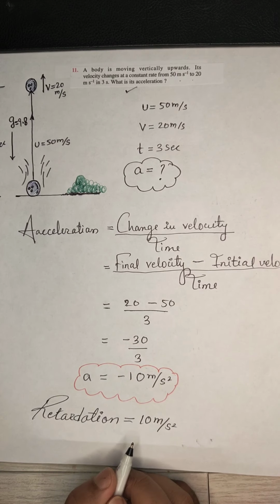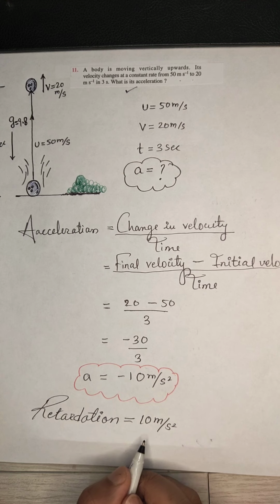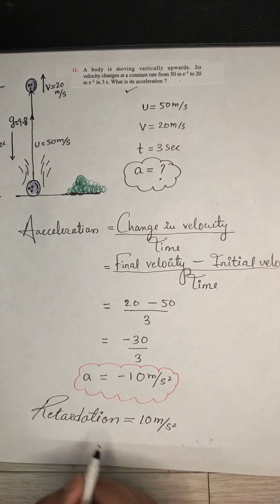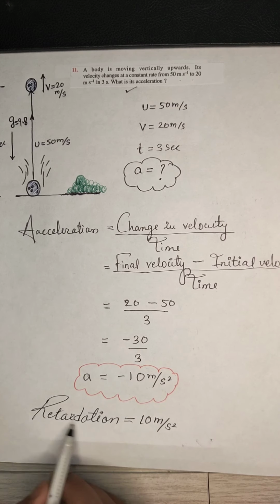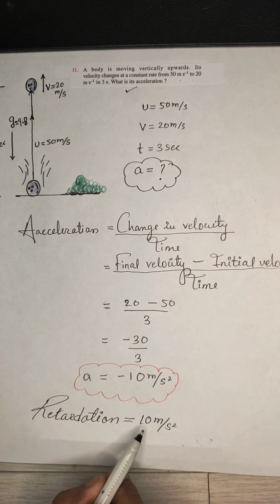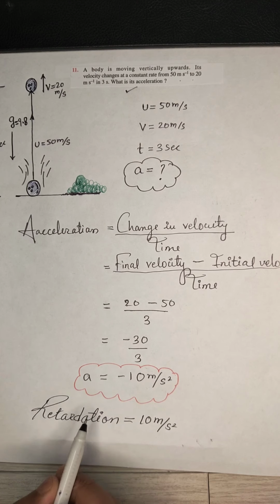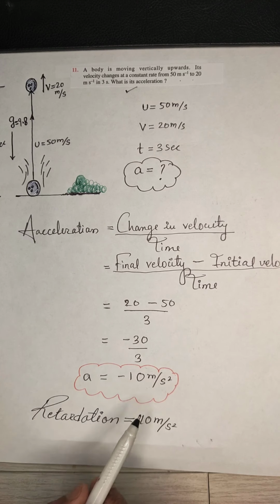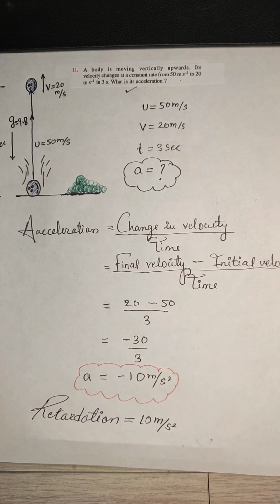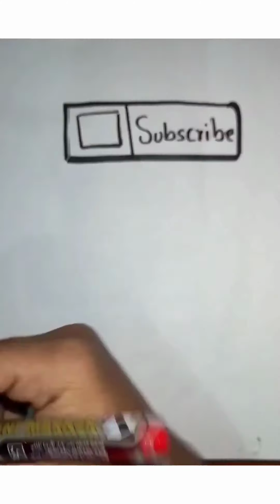So it should be negative 10 meters per second square, right? So no, because the retardation is already negative. So your answer, if you're writing retardation, will be 10 meters per second square. If you're writing only acceleration, that will be minus 10 meters per second square. Hope it's clear. Thank you.